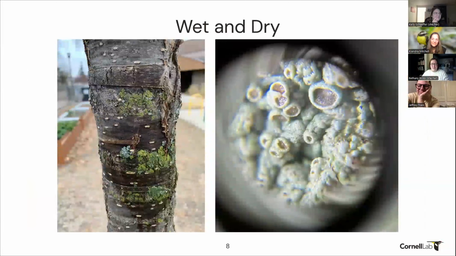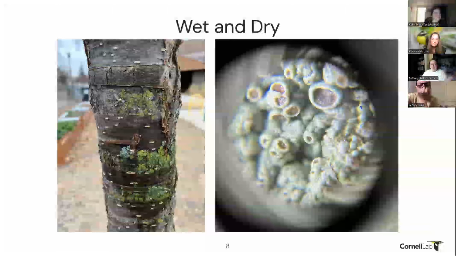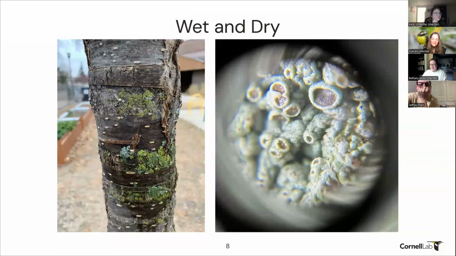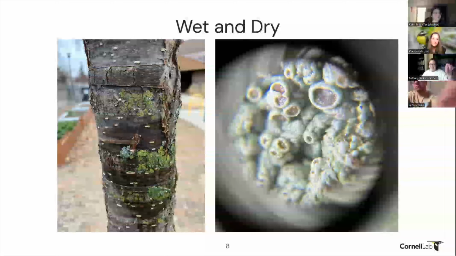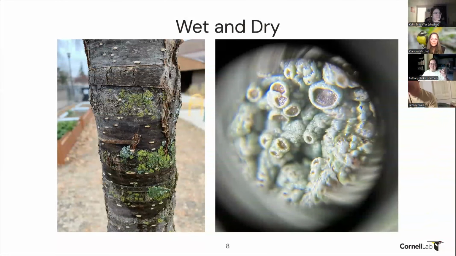Wet and dry turns out to be an amazing experiment for a lot of different ages. So I'll bring just spray bottles with water. Kids will notice something while it's dry, spray it, come back a little later: has it changed? In this case, they sprayed the lower part of the tree and then didn't spray the upper part of the tree. And we saw how the colors of the lichen and the shape of the lichen changed, both looking normally and then looking through a hand lens.